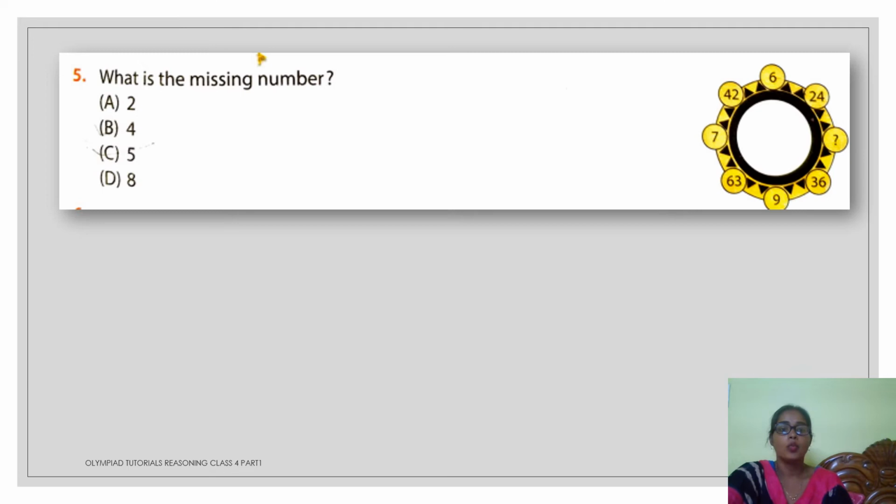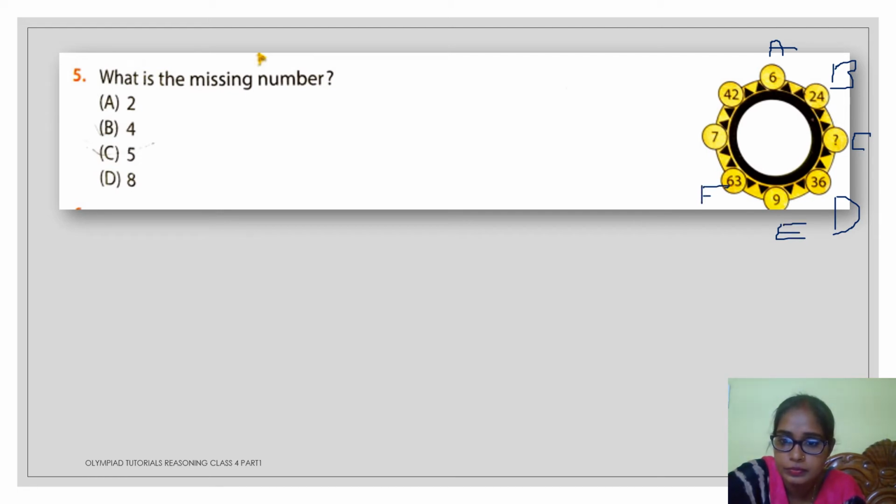Here you can see, what is the missing number? So here a type of diagram is given and there are different numbers sketched here. First of all, let us put the alphabets for each. In a clockwise manner, we'll start with 6, which is A, then 24 is B, then the missing number is C, then D, E, F, G and H.